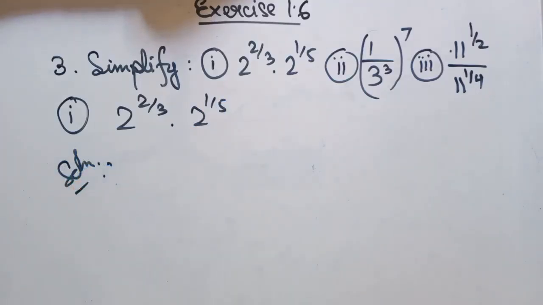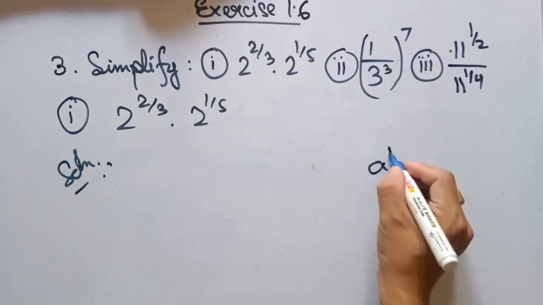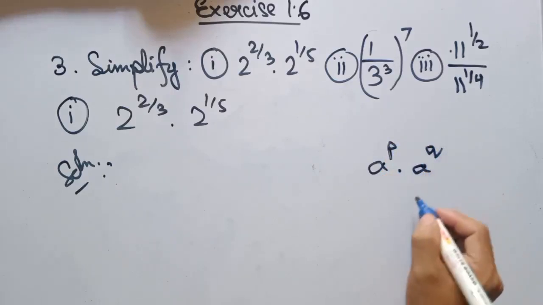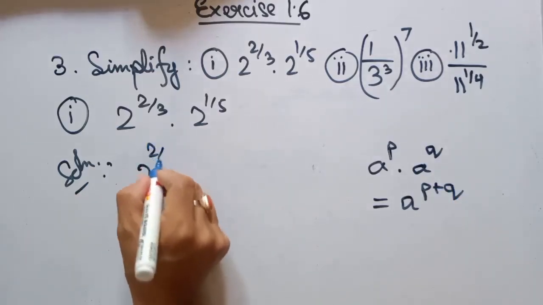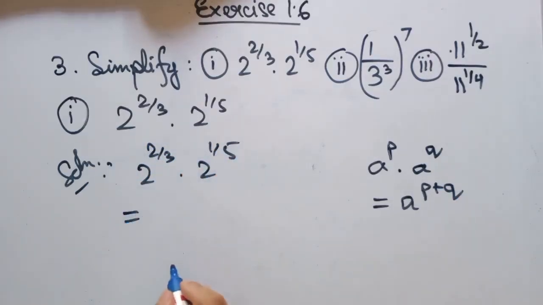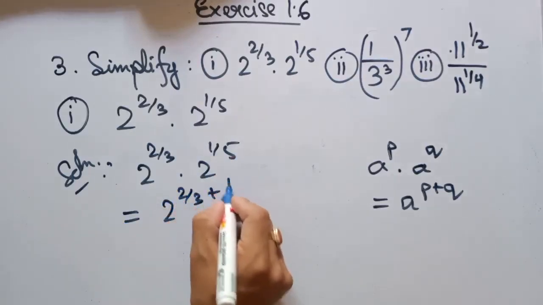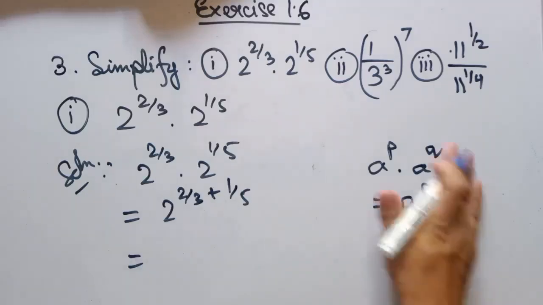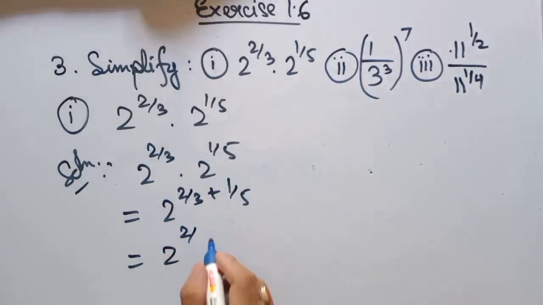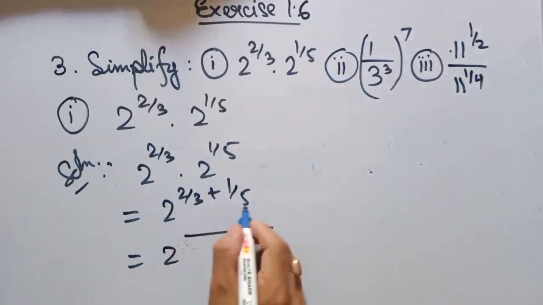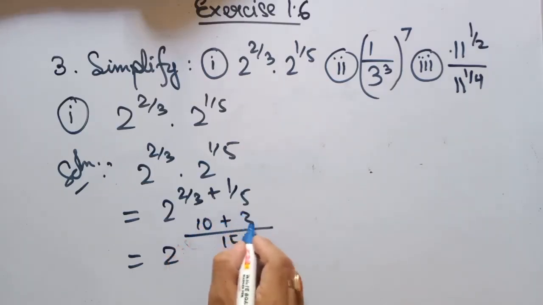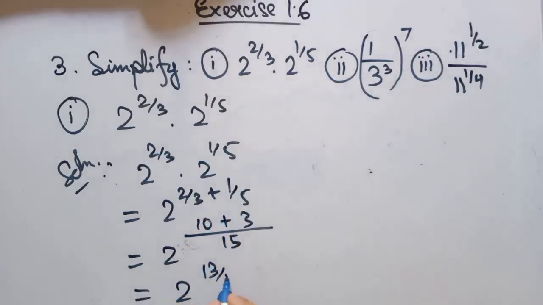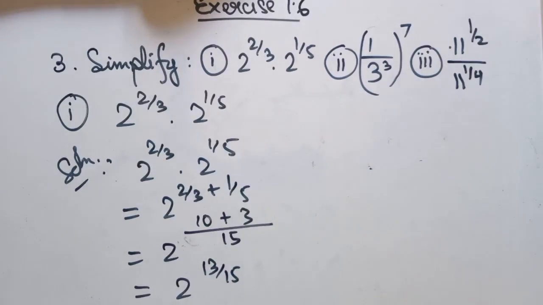Solution: here we are going to use one of the laws of exponents, that is a to the power p multiplied by a to the power q is equal to a to the power p plus q. Applying this law, we get 7 to the power 2 by 3 plus 1 by 5. Adding these two fractions, taking the LCM of 5 and 3, which is 15, the numerator will become 10 plus 3, so we get 7 to the power 13 by 15. After simplification, 7 to the power 13 by 15 is our required solution to Roman number 1.